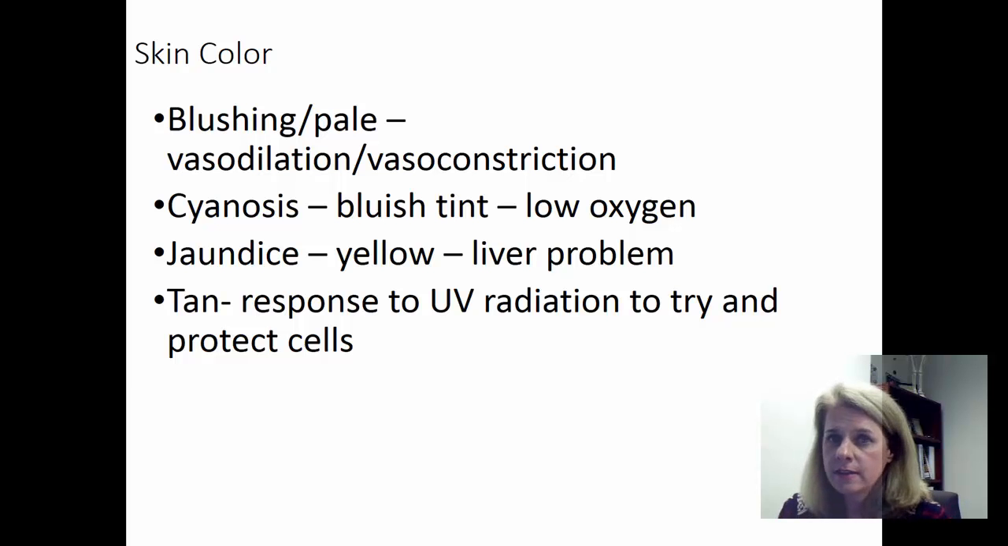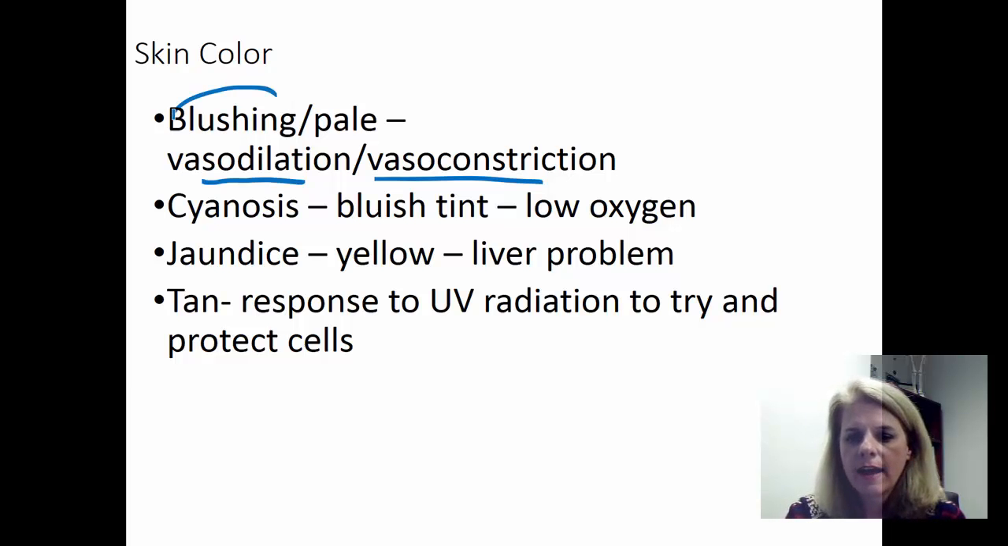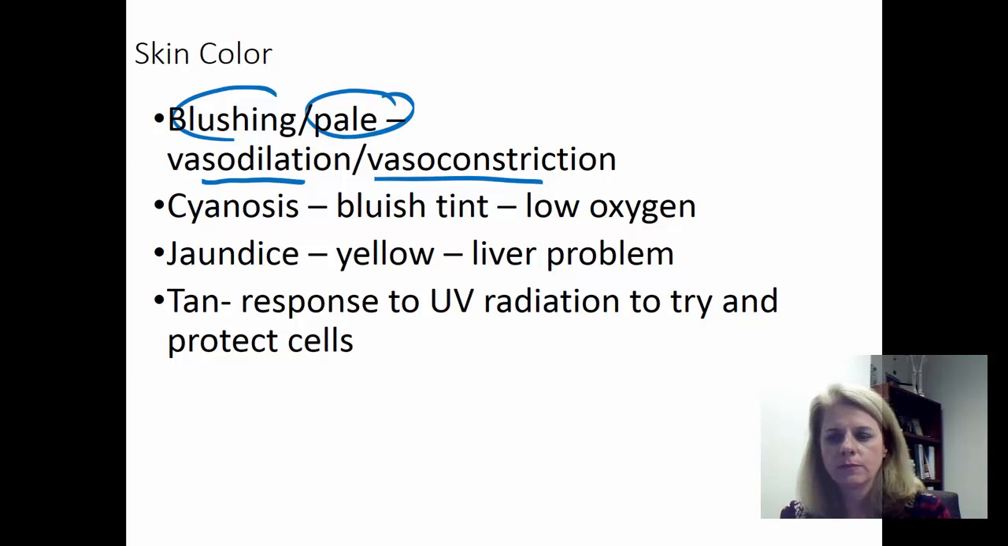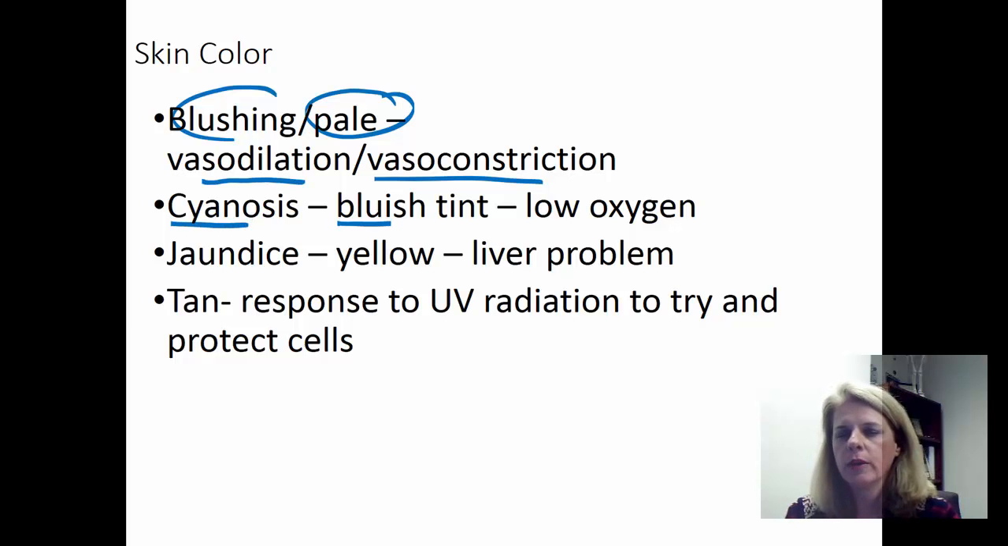Now, some other things that can cause different colors are changes in blood flow. So as you vasodilate or vasoconstrict or shunt blood to and away from the skin, that changes your skin color. So if you blush, you're vasodilated, you're sending blood to your skin and gives you that red color. If you're pale or cold, you're taking blood away from the skin, that gives you that pale color. If you're cyanotic, that means you're going to have a blue cast, so you kind of look blue. And this is people who have low oxygen.